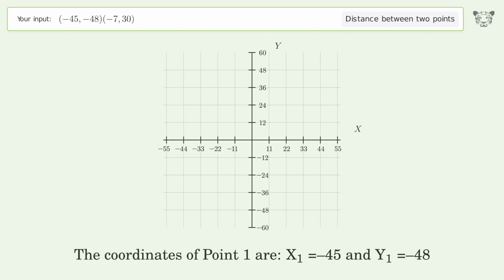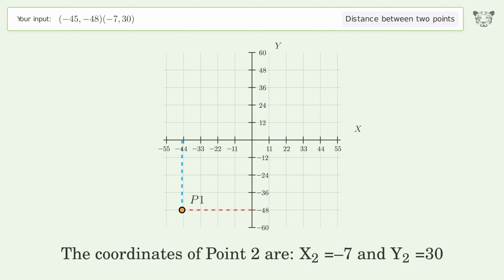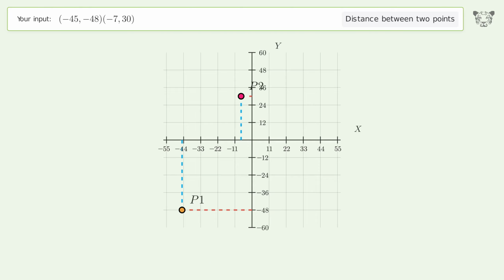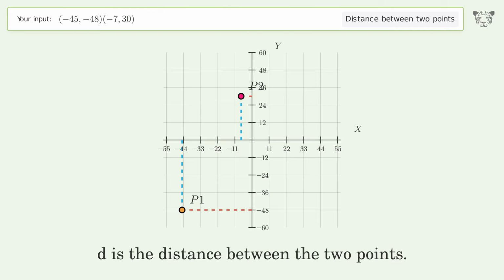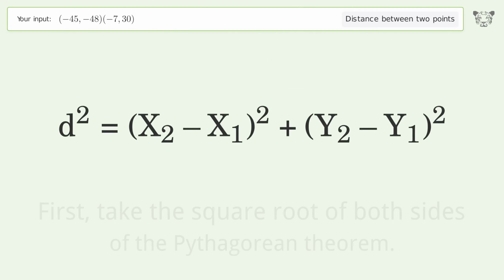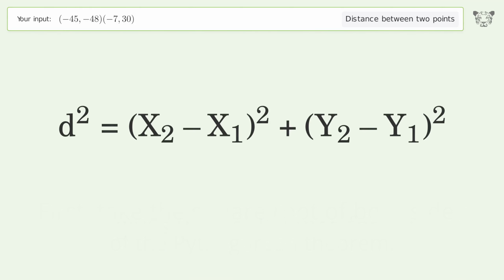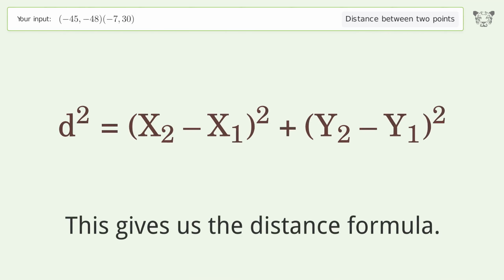The coordinates of point 1 are x1 equals -45 and y1 equals -48. The coordinates of point 2 are x2 equals -7 and y2 equals 30. D is the distance between the 2 points. First, take the square root of both sides of the Pythagorean theorem. This gives us the distance formula.